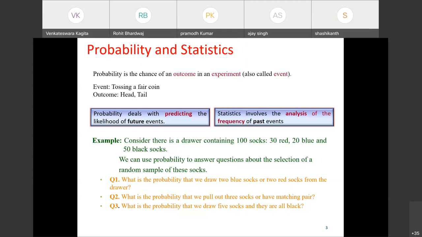So these are the kind of questions that we ask. We are interested in predicting the likelihood of future events. Given the distribution of these different socks, we know how they are distributed, and we are interested in finding out the likelihood of a certain quantity or certain event in the case of probability.